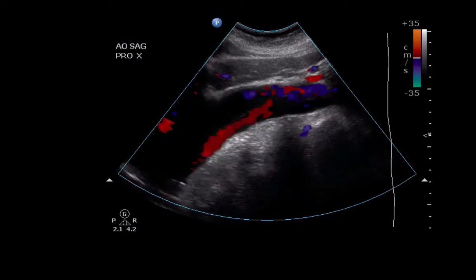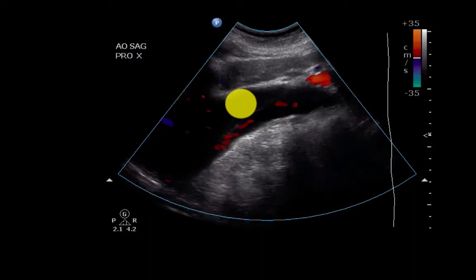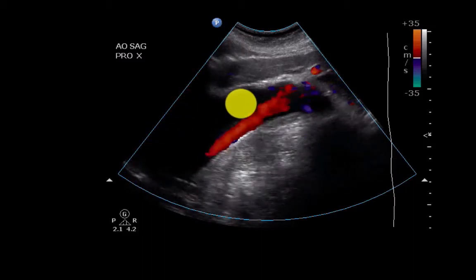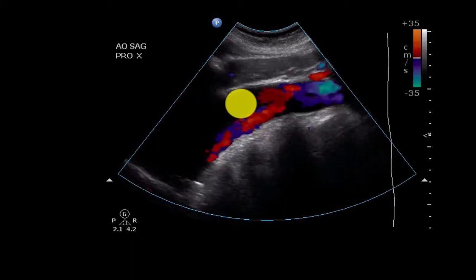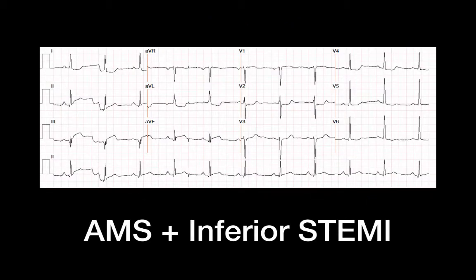Put color on it. You can see this is the true lumen, and then this is the false lumen here. Not too hard, right? If you take the time to look for this, you'll find it in the right scenario.